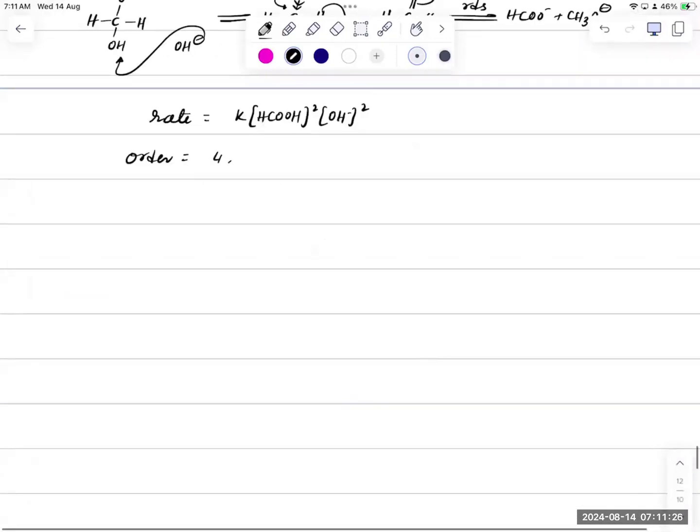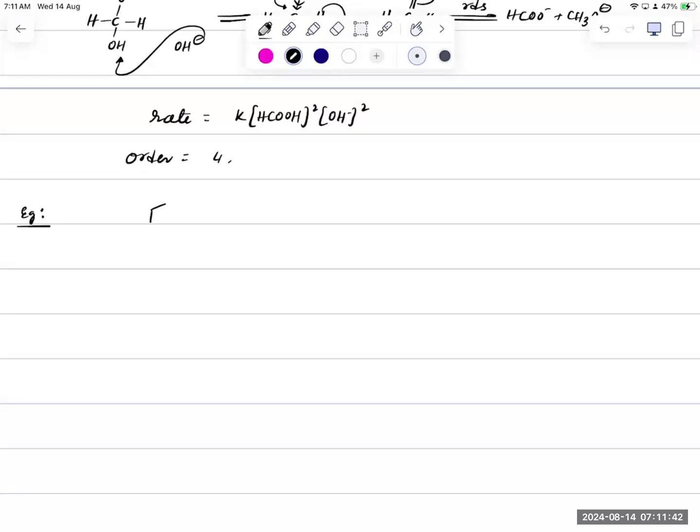Done. Now see, we can make Cannizzaro as self as well as crossed, intramolecular, and so many different types we have. I'm sure you got an idea about these cases. So directly, let us see with the examples.